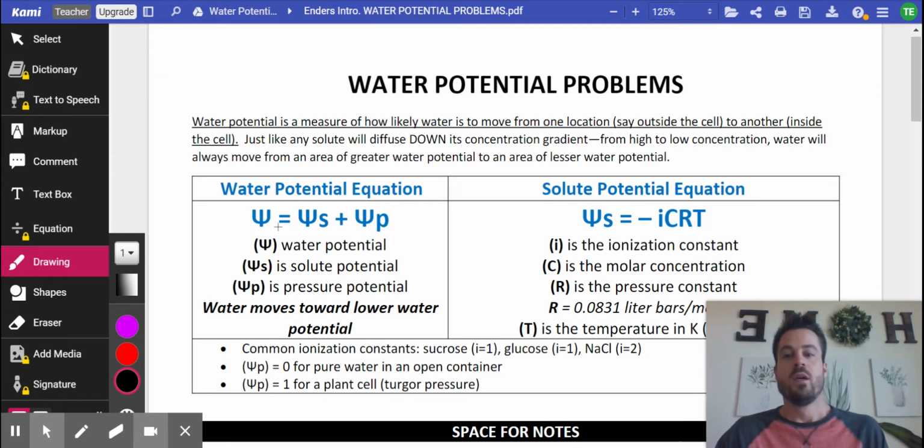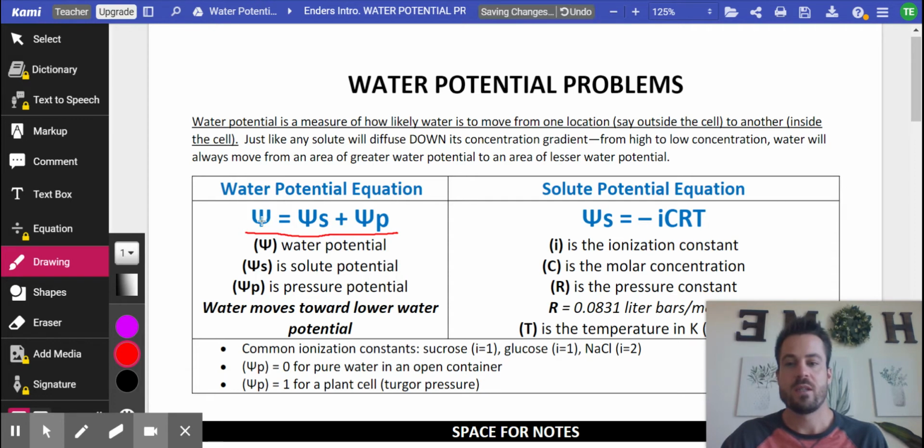So there are two equations that we're going to need to know. The first is that water potential is equal to solute potential plus pressure potential. The equations are in blue on the worksheet right here. I'm going to highlight it, underline it in red.